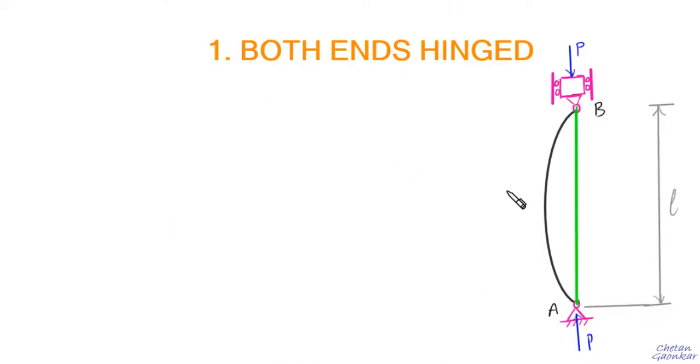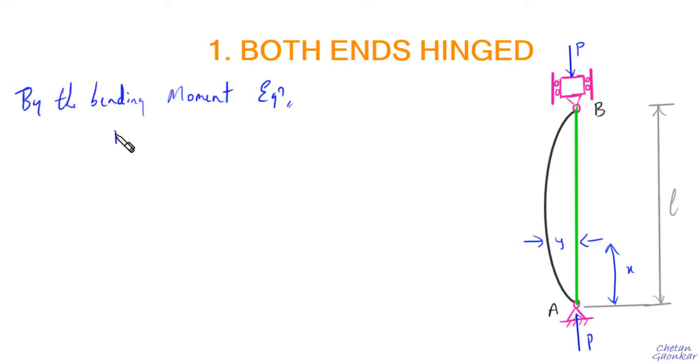So we will now develop Euler's critical load for the first case, when the column is hinged at both the ends. What we'll do is consider that the deflection is y at some distance x from this end A. So at some random distance x, the deformation is y. Then by the bending moment equation, or the equation of beam, we have EI d²y/dx², and this should be equal to the bending moment.